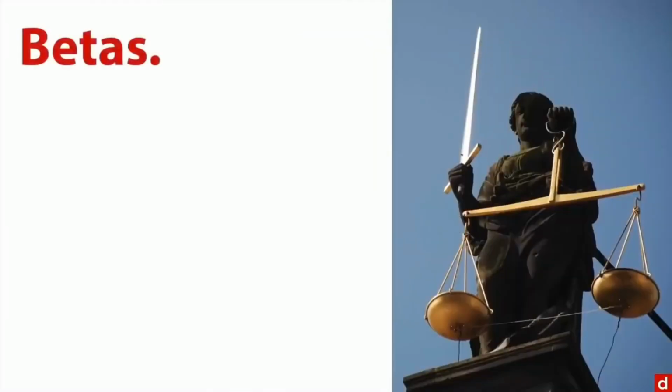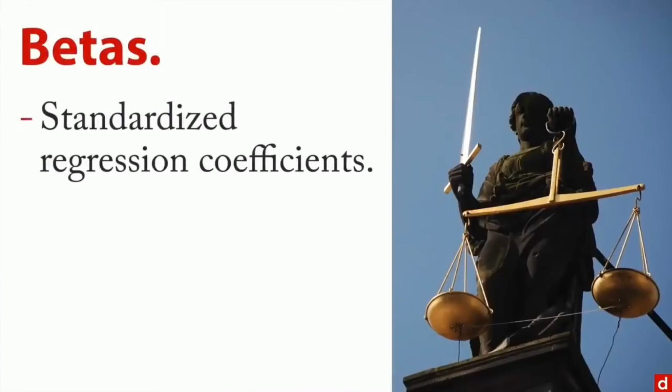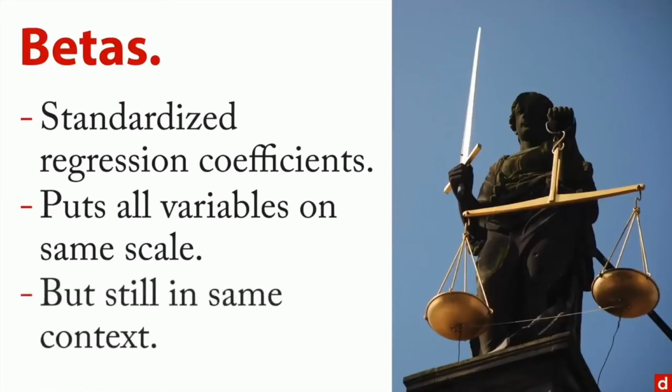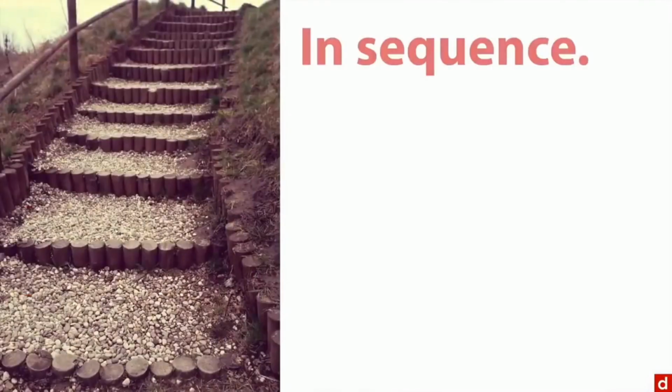Slightly better approach is to use betas, or standardized regression coefficients. And this is where you put all the variables on the same scale. So usually standardized from 0 and then to either -1, +1, or with a standard deviation of 1. The trick is, though, they're still in the same context of each other, and you can't really separate them because those coefficients are only valid when you take that group of predictors as a whole. So one way to try to get around that is to do what they call stepwise procedures, where you look at the variables in sequence.